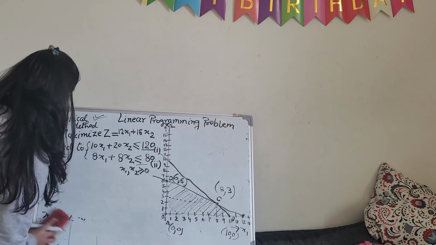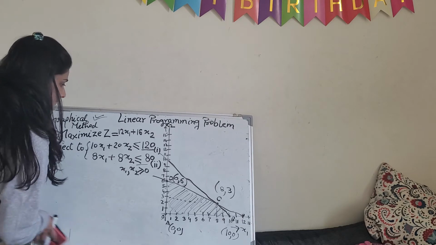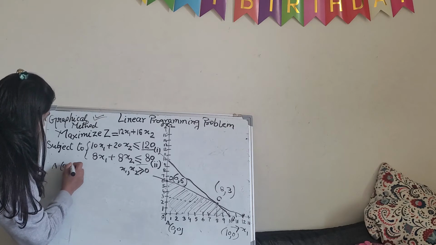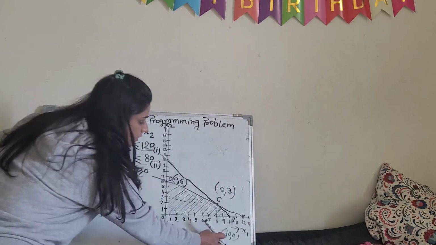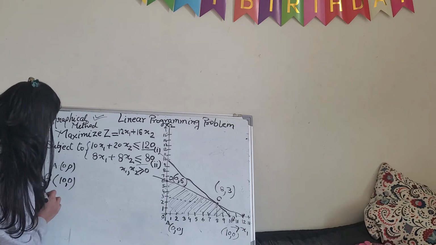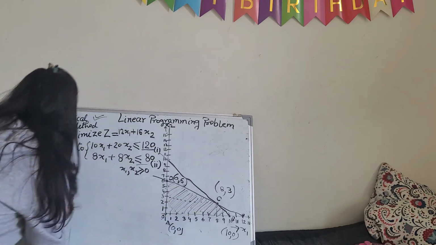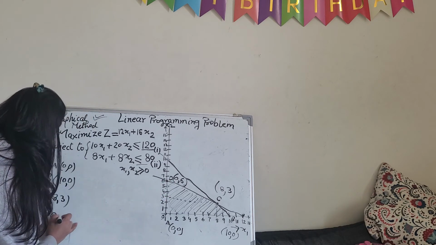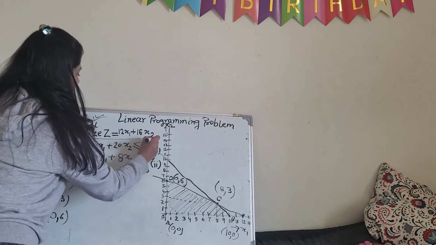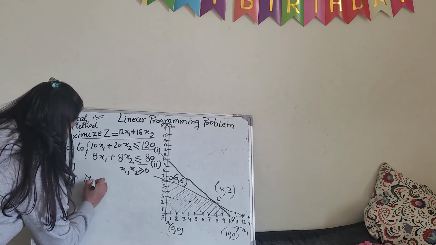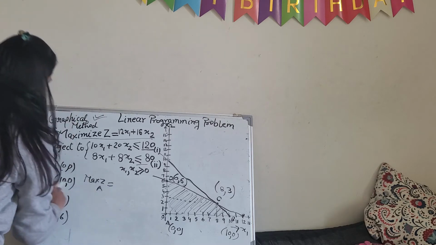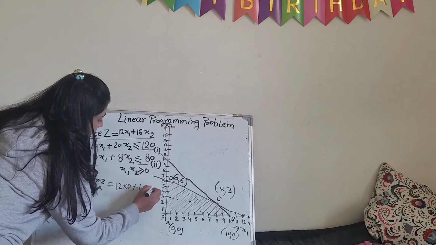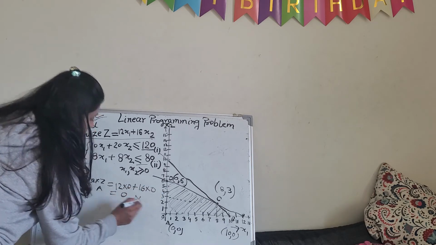So first, we can write here A. At A, x1 and x2 both are 0. At point B, 10, 0. At point C, 8, 3. And point D, 0, 6. Now we will put all these values in this equation. So maximize z equals, at point A, x1 and x2 both are 0, so it means that it is equal to 0, so it can't be our solution.